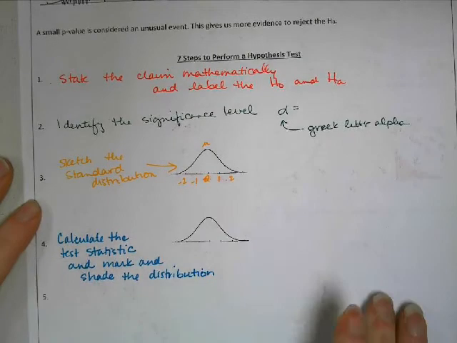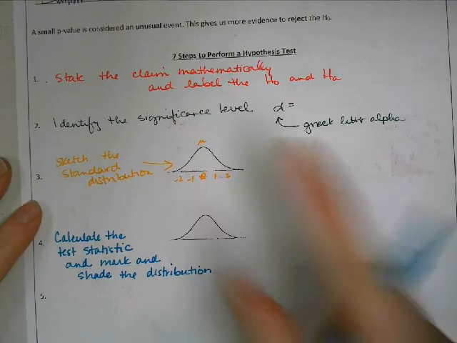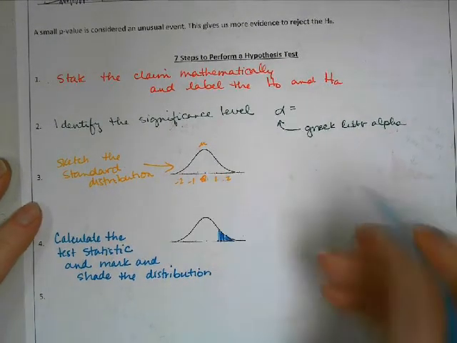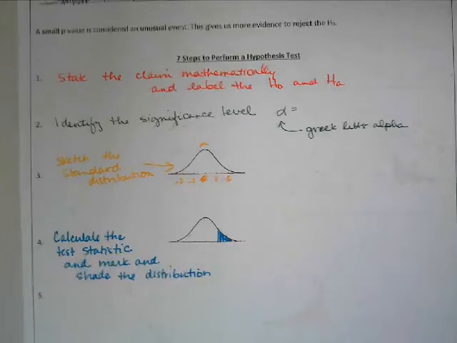Once you calculated your test statistic, you're then going to mark and shade your distribution. So wherever it happens to be and whatever kind of test it is, you're going to mark and shade. So I just shaded like it was a right-tailed test, just for example. Next.